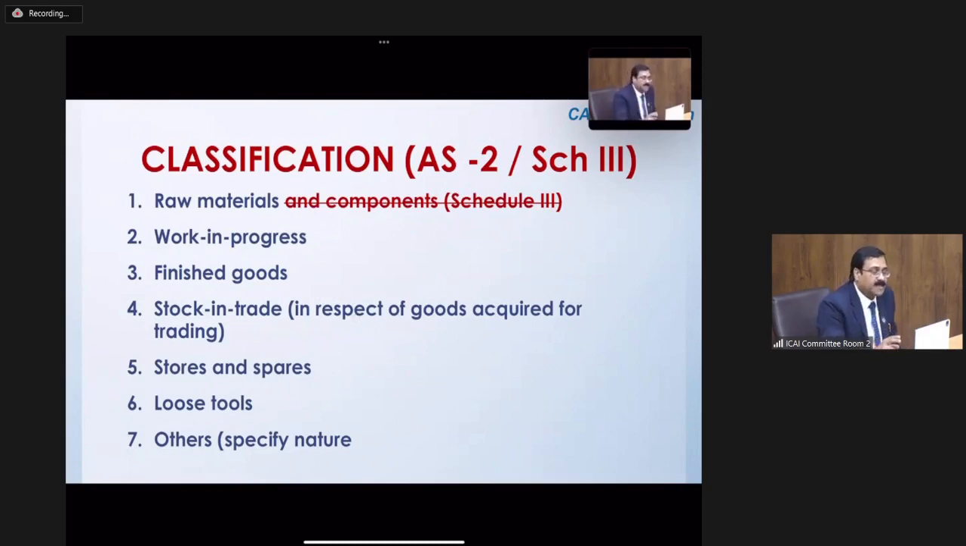Kindly see the same classification is required as per ICDS 2 also. So same AS 2 and Schedule 3 and ICDS 2. So any financial statement which you prepare, that inventories has to be classified into these separately. We have seen several times in the FRRB also, QRB also, that where in case the goods are being traded, they are still referred to as finished goods or raw materials. They have to be referred as stock in trade.